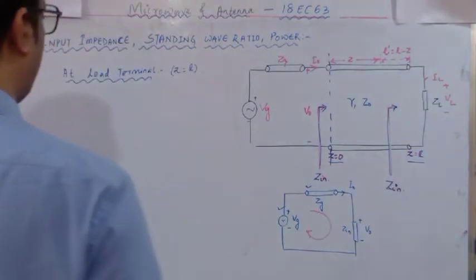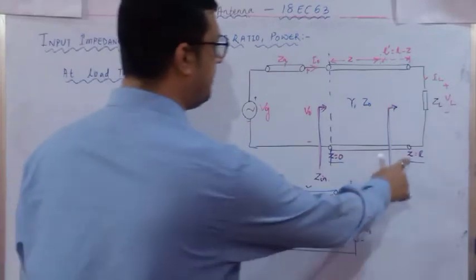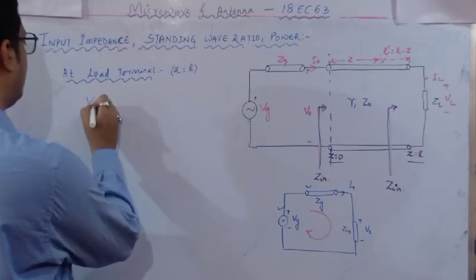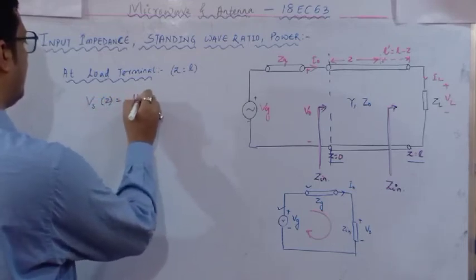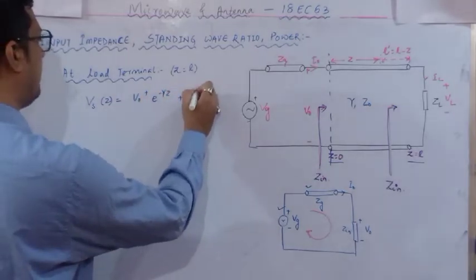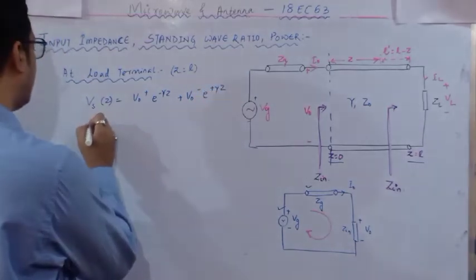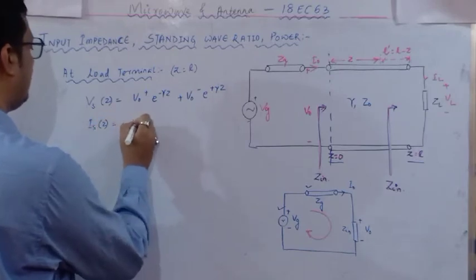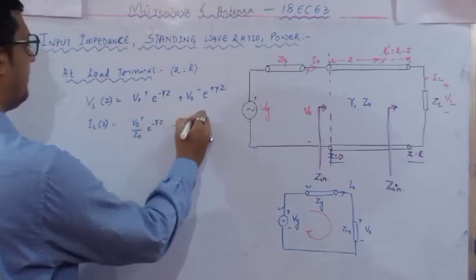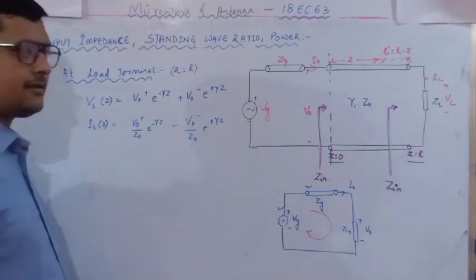So now we are going to calculate the input impedance at z equals L. z equals L means at the load point. Now let's see how to identify this. As we have the relation Vs of z equals V0 plus e to the power minus gamma z plus V0 minus e to the power plus gamma z. This is the first solution. Similarly, Is of z equals V0 plus divided by Z0 e to the power minus gamma z minus V0 minus divided by Z0 e to the power plus gamma z. So these are the two solutions.